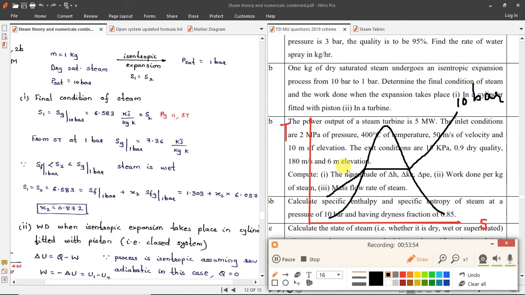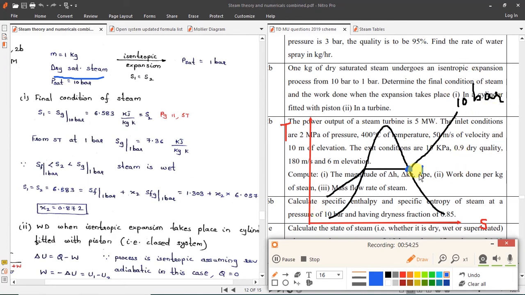Now it is given in the question that it is saturated steam. It is given over here, dry saturated steam. So point 1 is over here. Now what happens? There is isentropic expansion, and you can see the pressure is now reduced. Below this there will be some other pressure curve. This is 10 bar pressure, so there will be a 1 bar pressure curve like that.